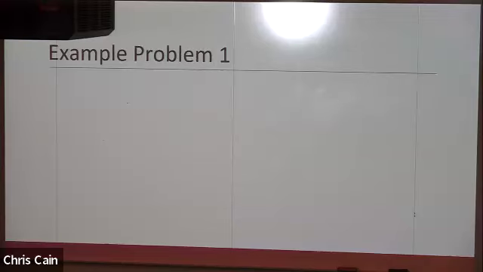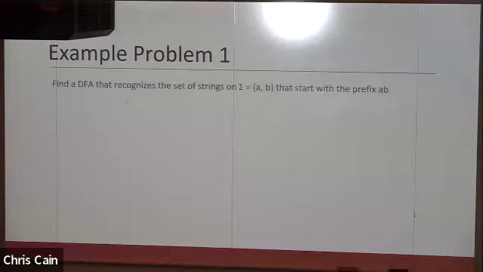But let's get you starting to think about this. Find a DFA that recognizes the set of strings on the input alphabet A, B that start with the prefix AB. Once we see AB, we don't care what comes after it. Go ahead and give this a shot. Work with your neighbor, work in small groups, collaborate, and see if we can come up with a solution. I'll give you a few minutes.